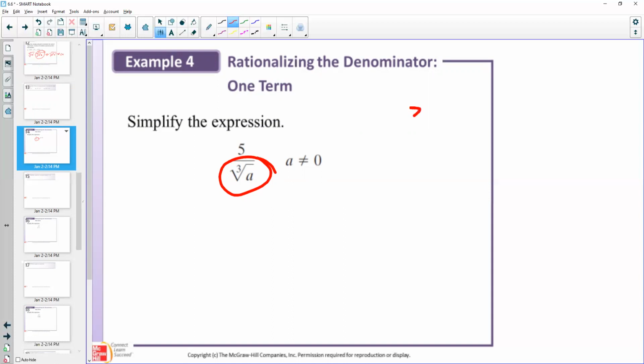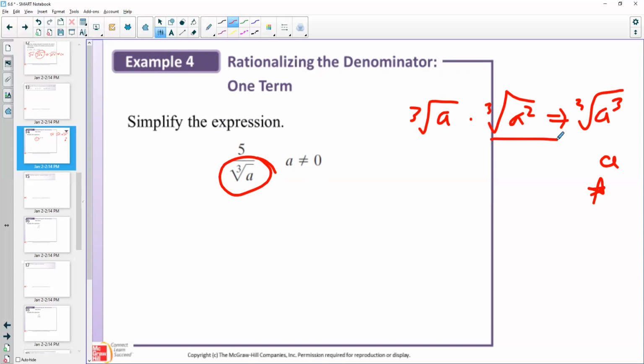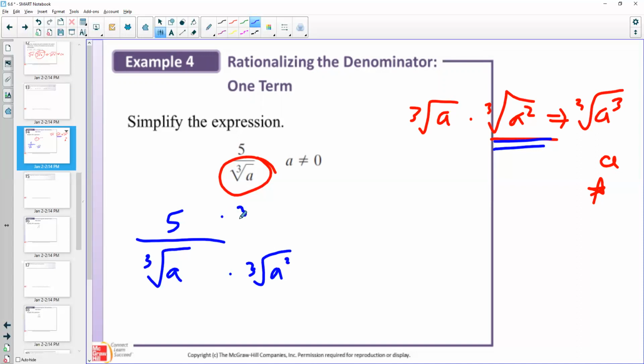I know that if I multiply the cube root of a times the cube root of a squared, I would get cube root of a cubed, and that's just a. So that's where I want to get. The thing I multiplied by was the cube root of a squared. I can't just multiply the bottom by it. I have to multiply the top and the bottom by it, because what I do to one part of a fraction, I have to do to the other.